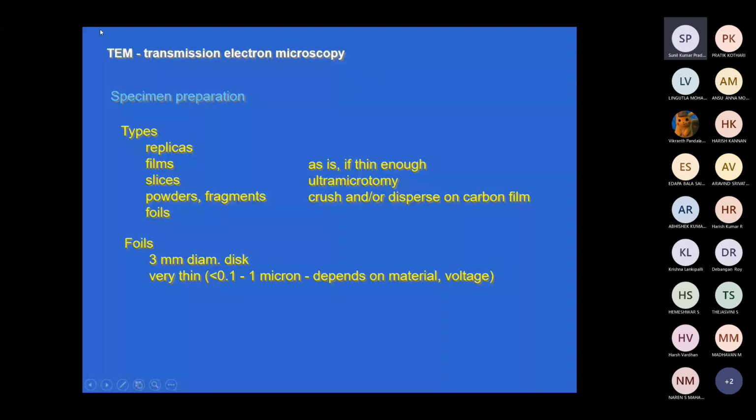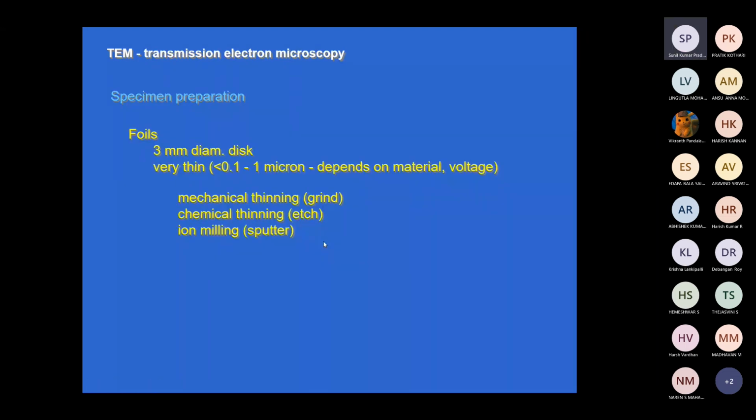There is one carbon foil, a 3 millimeter diameter disc, very, very thin. It is around 0.1 to 1 micrometer, even less than that. That depends upon the material and voltage. We are able to put our materials over it. As I already discussed, these foils are around 3 millimeter diameter discs and very, very thin, around 0.1 to 1 micrometer, depending on the material and voltage.